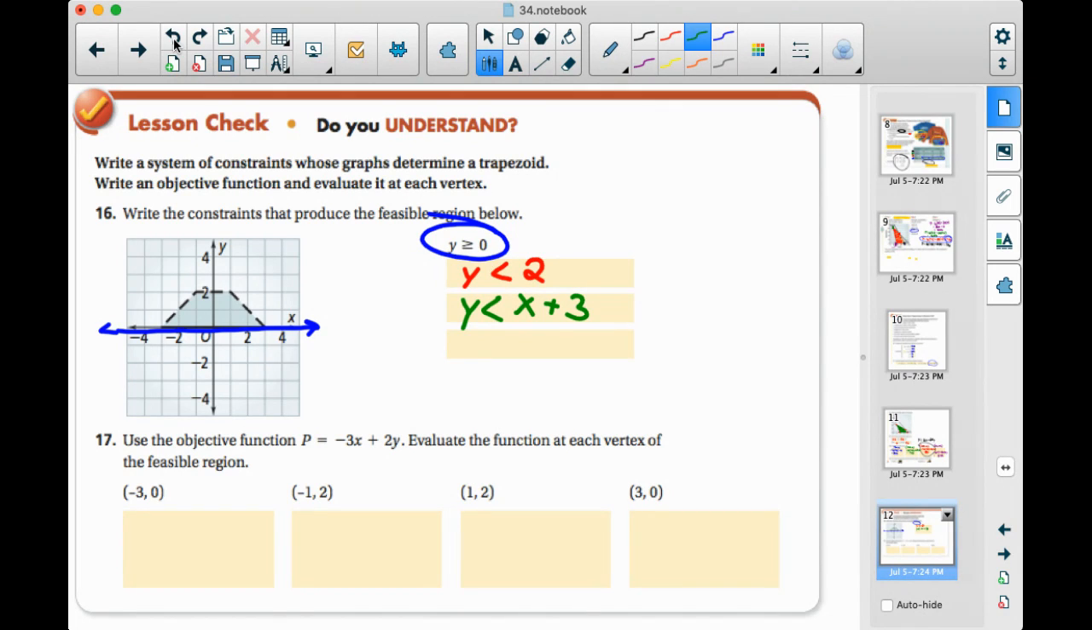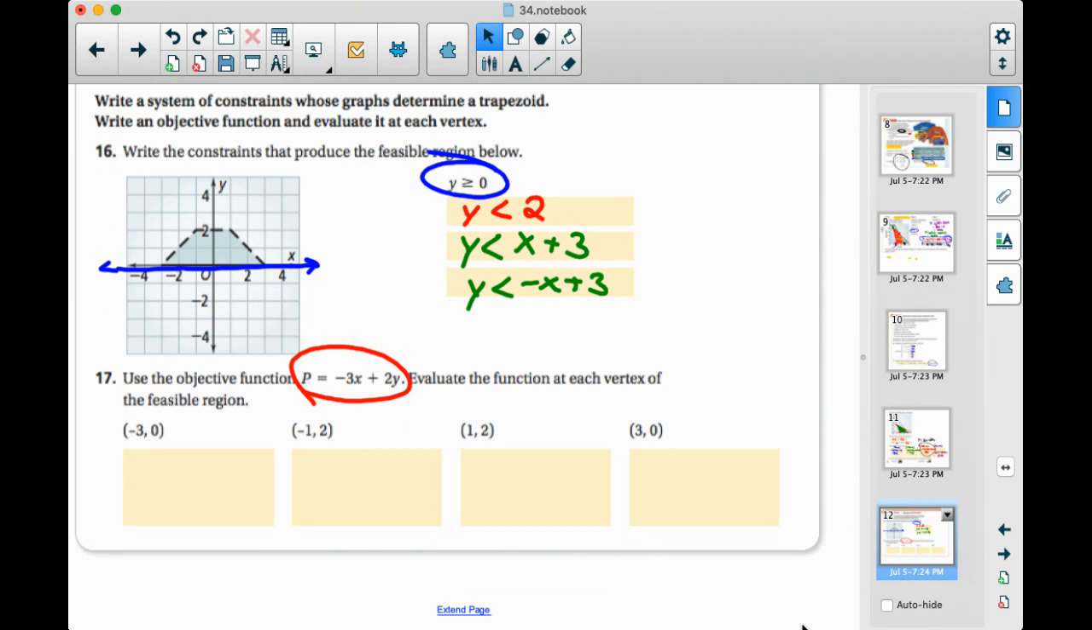Okay, and then if I look at this side right here, it looks the same thing, except my slope is different. My slope looks like it's opposite. So on that one, I'm going to have y is less than negative x plus 3. All right, so the function that was given to us to maximize is right there.